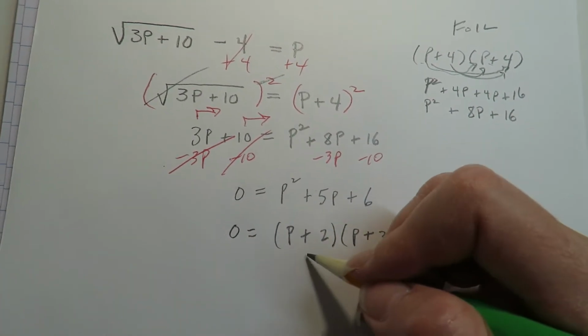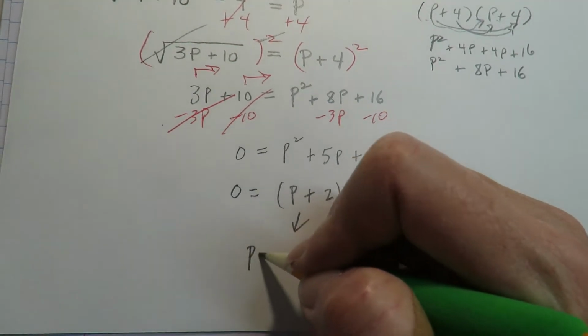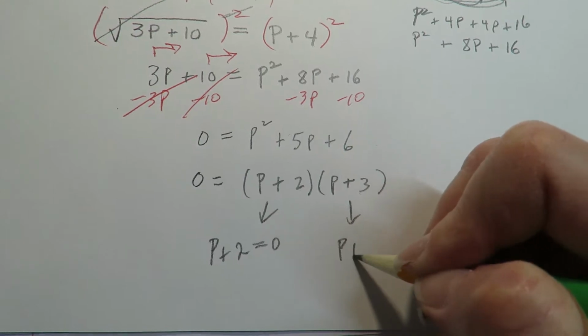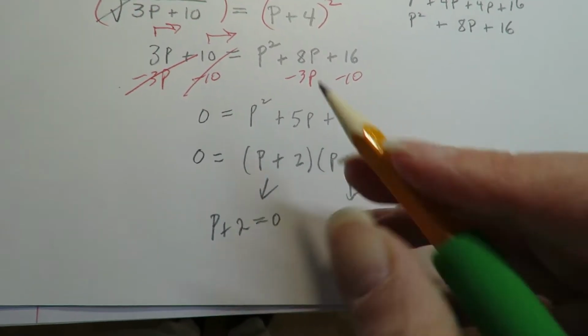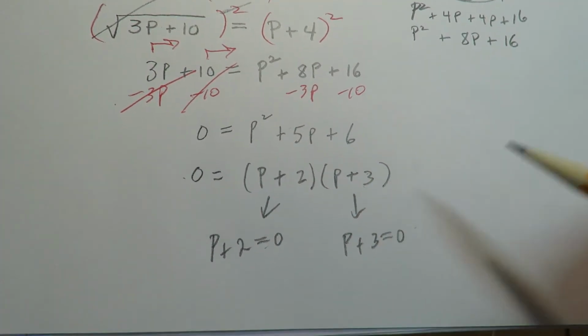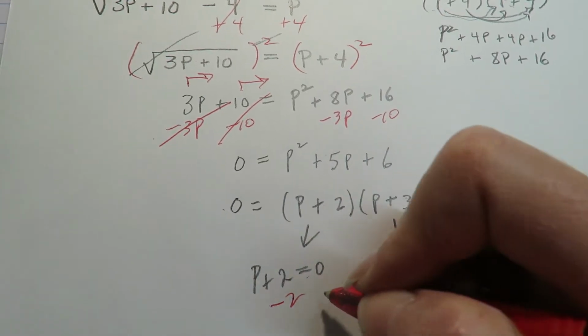Okay, now if we solve this, so this is a 0 product rule, which means you're going to set each of them equal to 0. Because if something times something equals 0, either the first thing equals 0 or the second thing equals 0. And then we can go ahead and solve this.